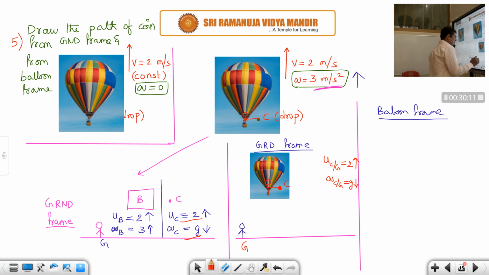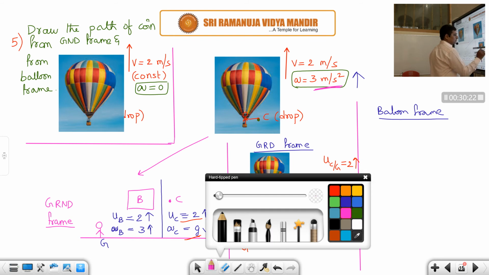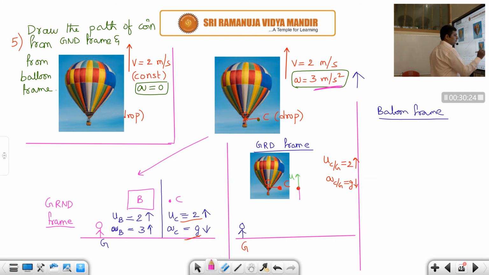So that means now basically this coin is having velocity upwards. Velocity is upwards and acceleration is downwards. So what will happen, students? As usual, it will go upwards for some time and then again it will come down.